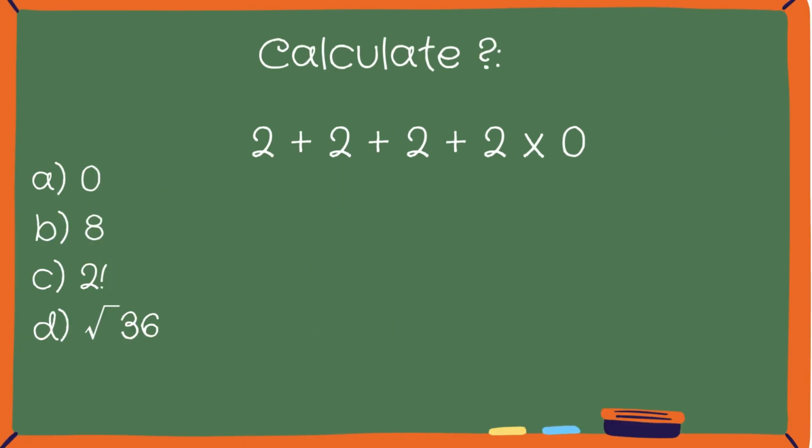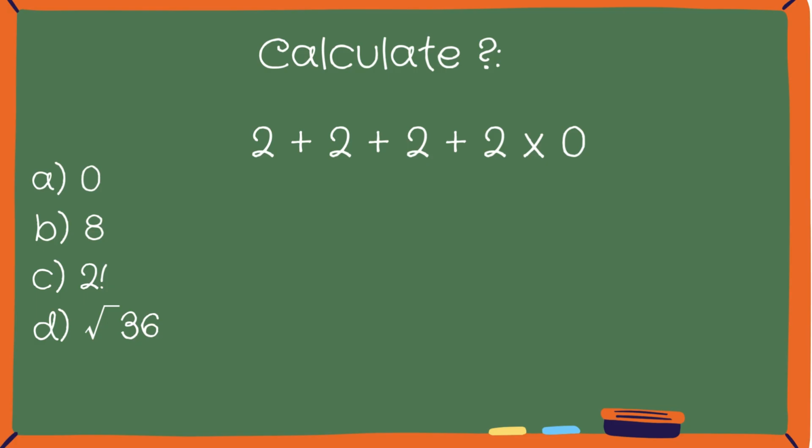Let's see how to solve this exercise, which is 2 plus 2 plus 2 plus 2 multiplied by 0. What is it? You have to be very careful, because if you think the answer to this is 2 plus 2 is 4 plus 2 is 6, 6 plus 2 is 8, and 8 times 0 is 0, and you mark the letter, you are profoundly mistaken.